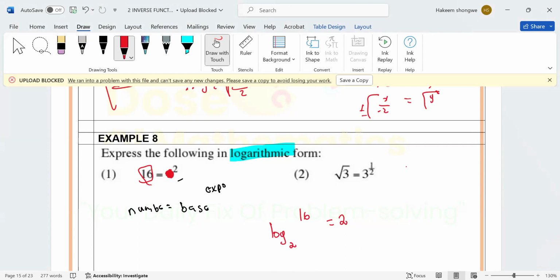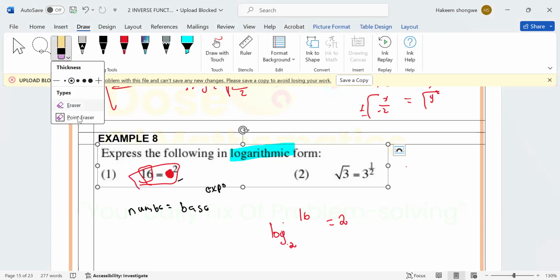So you are changing this thing here. It's in an exponential form. You are writing it in a what? In a log form. Yes. It's log base 4. Sorry about that.